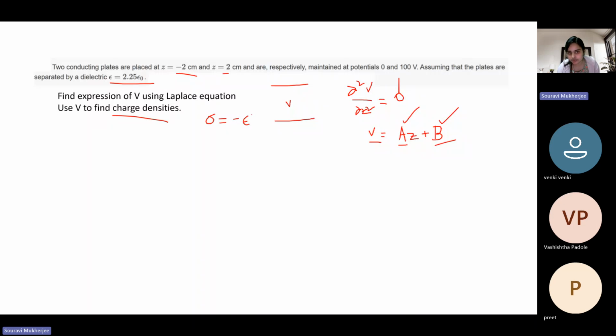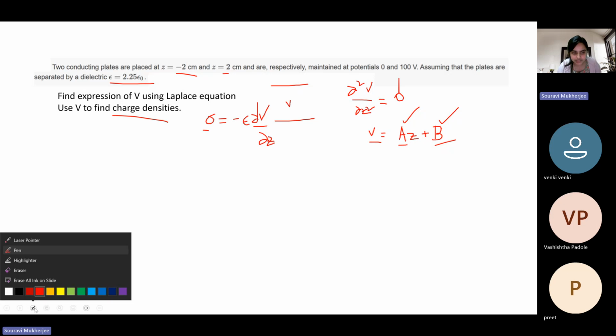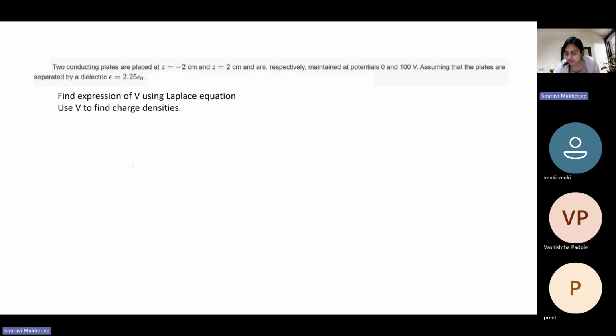So if you know the potential, you have to find del V del Z, right? Whatever del V del Z is, that into the dielectric constant will give you an expression of charge density. So this is a one-dimensional Laplace equation, which is much simpler than the ones that we have been discussing. Use the one-dimensional Laplace equation to find an expression of potential V, which is of the form Az plus B. So basically use these two conditions to find A and B.